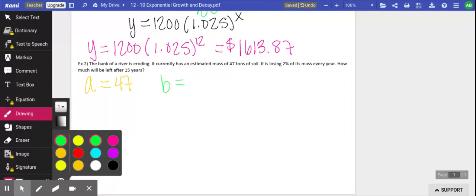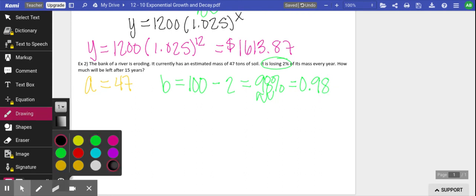Okay, then for our B value, it's losing 2%, so it's going to be different than the first one. So we're going to take that 100% and we're going to subtract our 2%. So it leaves us with 98%, and then again, turn it into that decimal, which is 0.98 for our multiplier. So put those two pieces of information together and we end up with the equation y equals 47 times 0.98 to the x power.